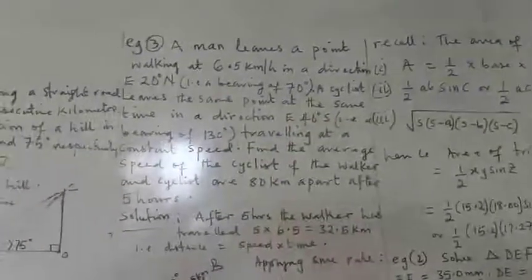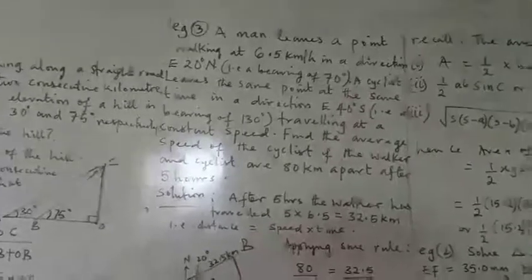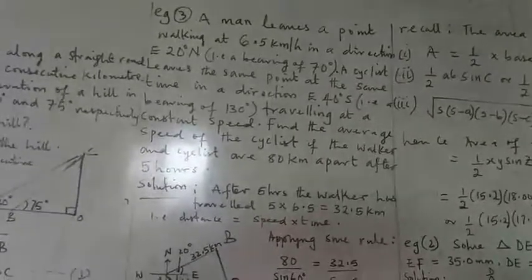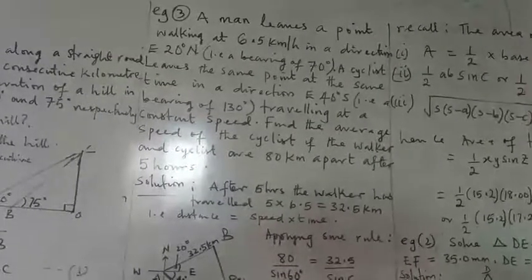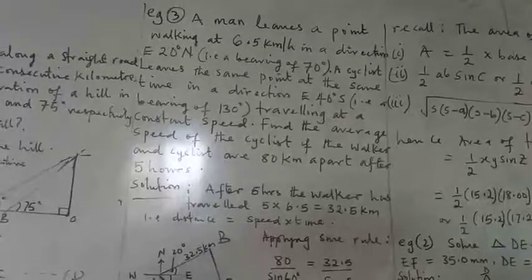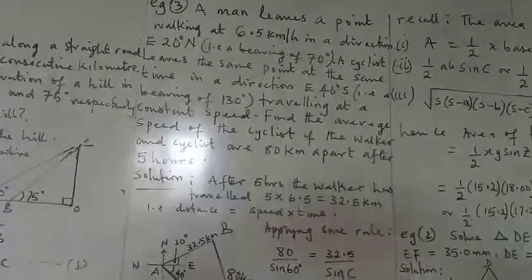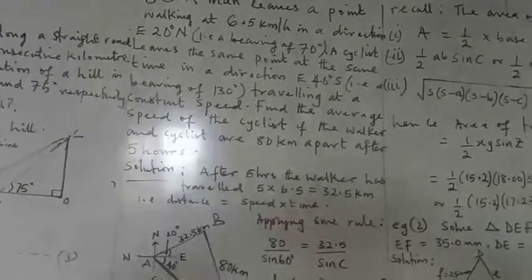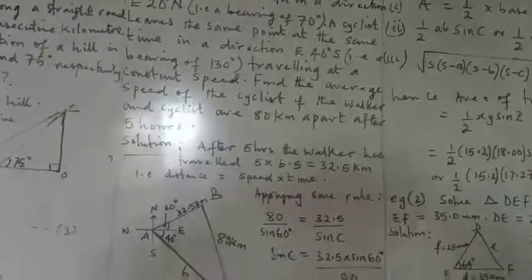Now, let's look at another application. Example 3. A man leaves a point walking at 6.5 km per hour, that's the speed, in the direction E 20 degrees north. The bearing of that is 70 degrees. A cyclist leaves the same point at the same time in the direction E 40 degrees south. The bearing of that is equivalent to 130 degrees. Traveling at a constant speed, find the average speed of the cyclist if the walker and cyclist are 80 km apart after 5 hours.